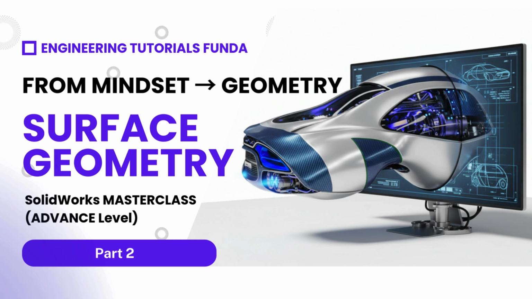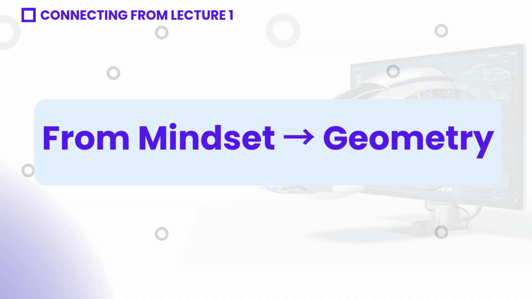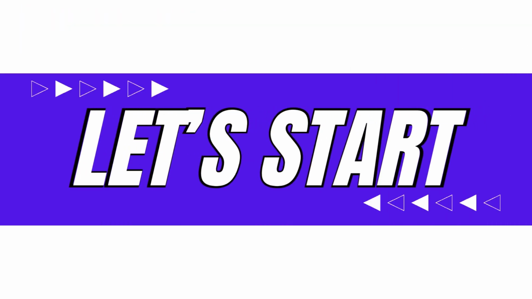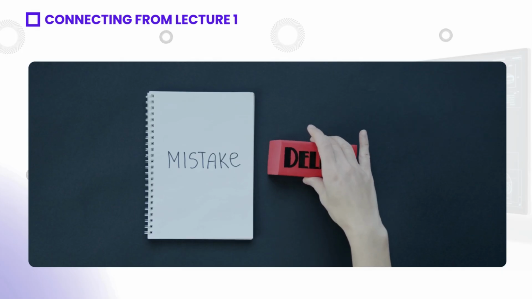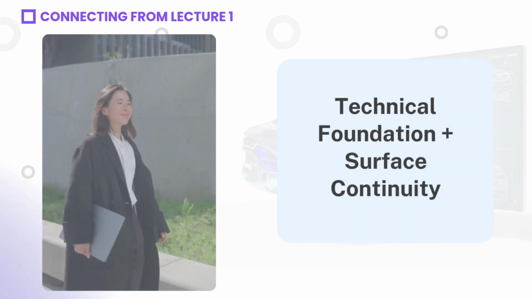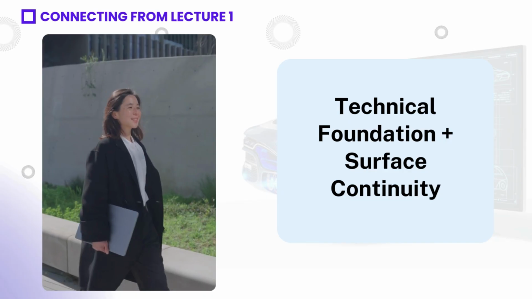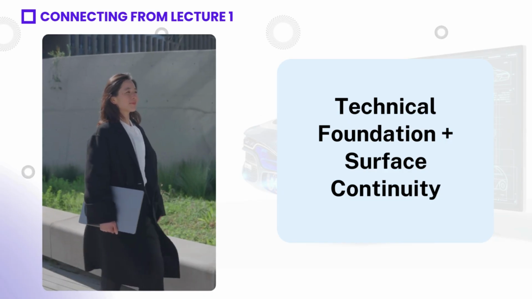In the previous lecture, we discussed why surface modeling exists and when solid modeling fails. Now that the mindset is clear, it's time to understand the geometry that makes surface modeling work. Because without understanding surface behavior, surface commands become trial and error. This lecture will give you the technical foundation you need to model with confidence.